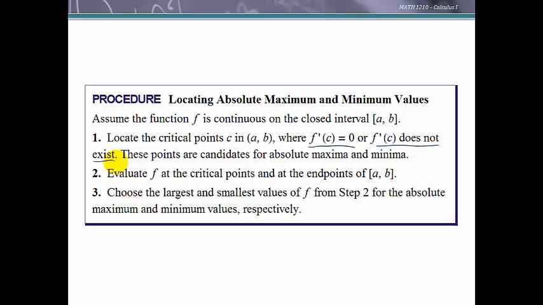If there are maxes or mins, it's going to occur at those points or at the endpoints. So number 2, we're going to evaluate the function at the critical points and at the endpoints. Then we're going to compare these values, and the largest of these values will be the absolute maximum and the smallest of these values will be the absolute minimum.